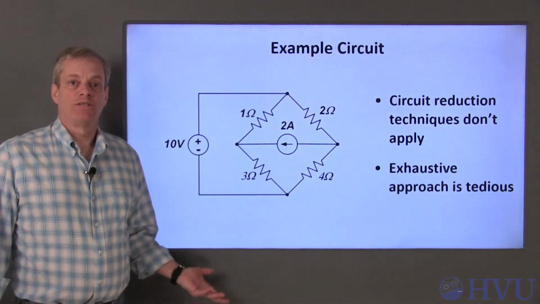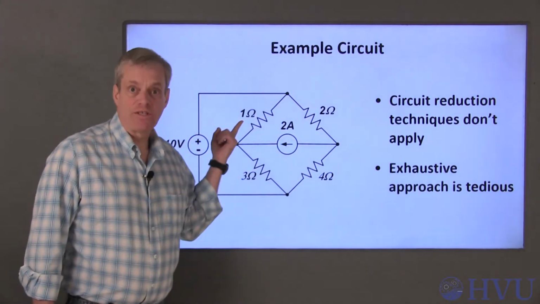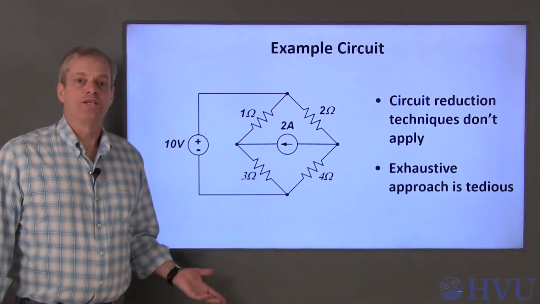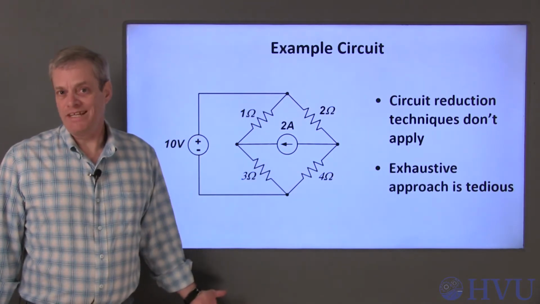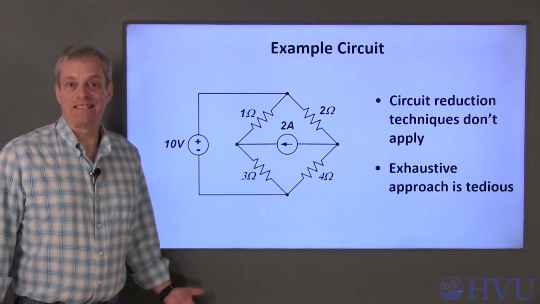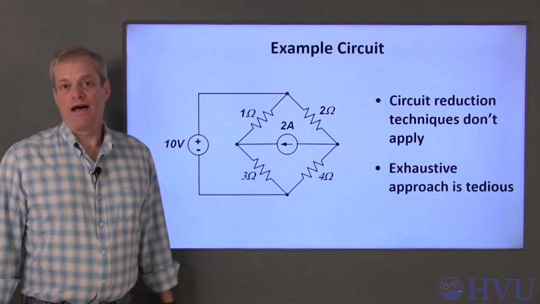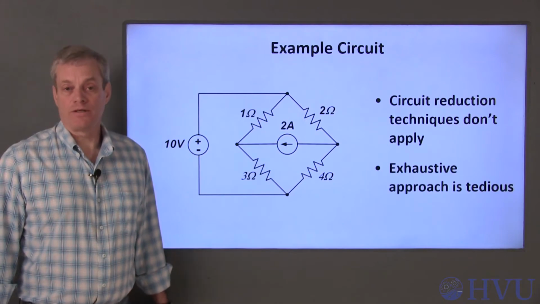This approach requires that we define voltages and currents through every resistor. So this would require us to write 8 equations in 8 unknowns, which is a pretty tedious approach for a circuit that's this simple. There are, however, other analysis approaches that do allow us to reduce the number of unknowns in the circuit.